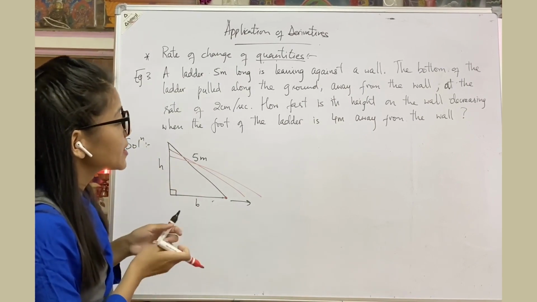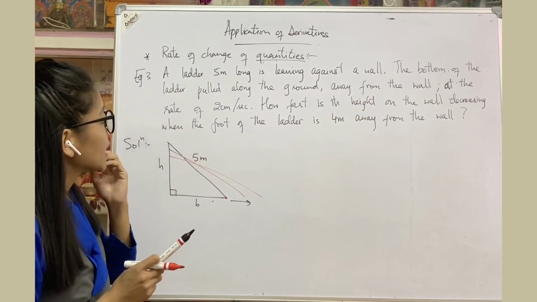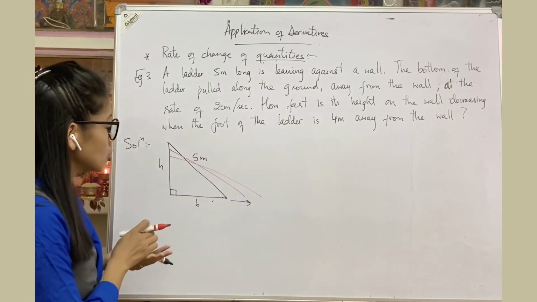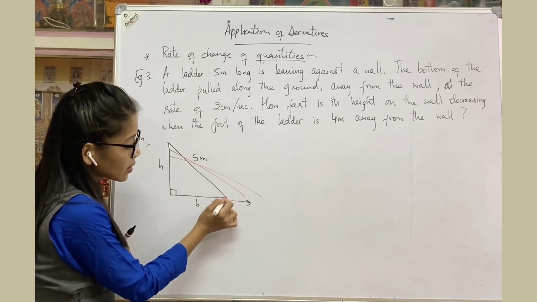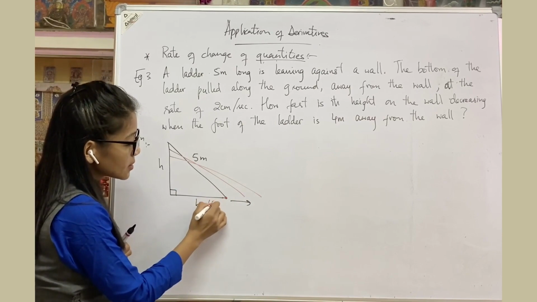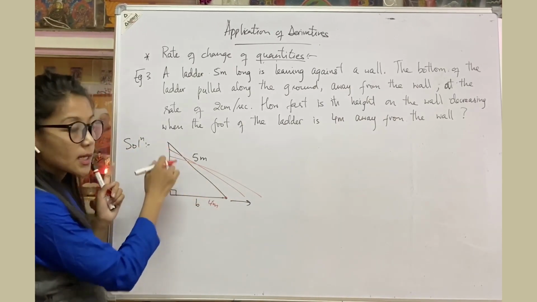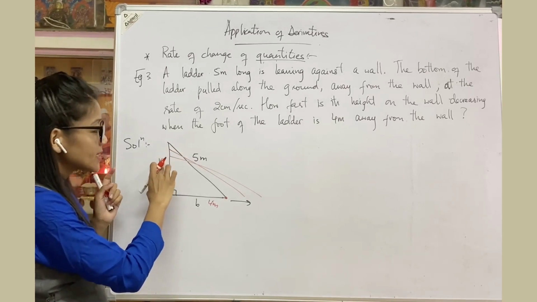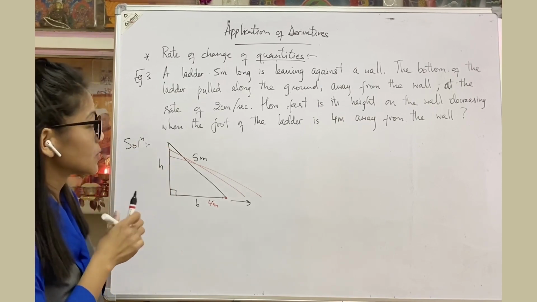So you have to find out how fast the height on the wall is decreasing when the foot of the ladder is 4 meters away from the wall. So when you have taken the foot of the ladder 4 meters away from the wall, what is the rate of change, or how fast is the height on the wall decreasing? So we are going to find this out.